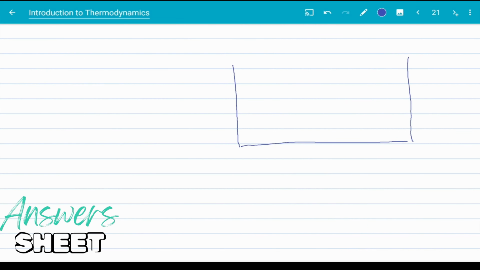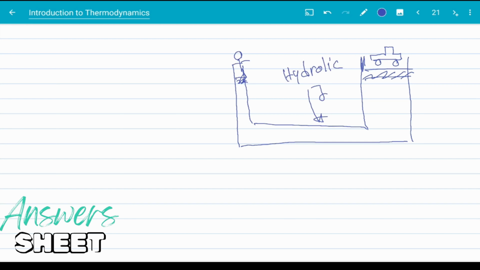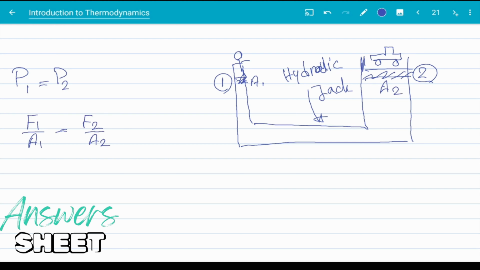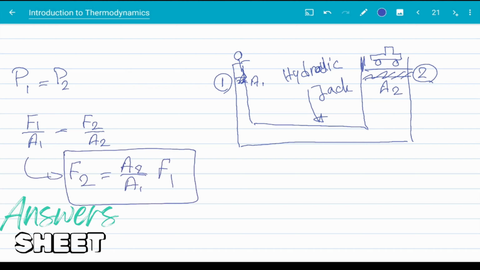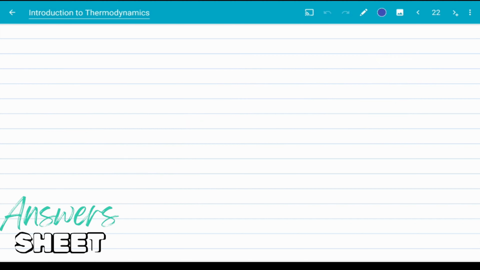A very common example of Pascal's law in application is the hydraulic jack. This is a simple representation of a hydraulic jack. We can put the heavy object on a relatively large platform and apply force on a relatively small platform on the other side of the system. Now, because pressure is equal between points 1 and 2, the fluid, usually oil, applies a much higher force on the heavy object, while the user applies a relatively small force on their side. The force applied by the fluid is easily calculated using this equation.